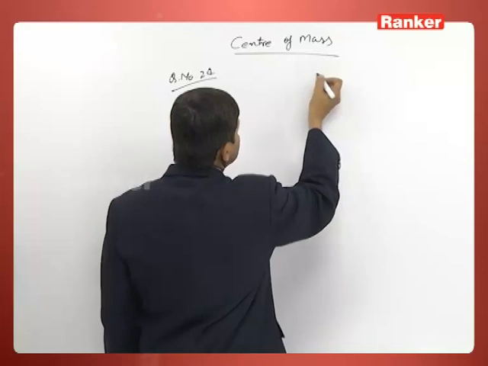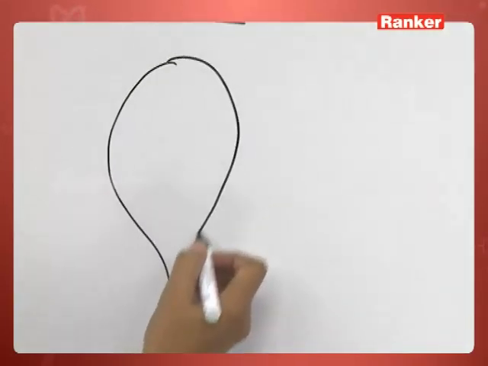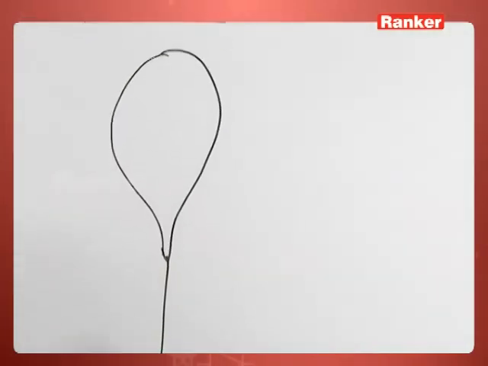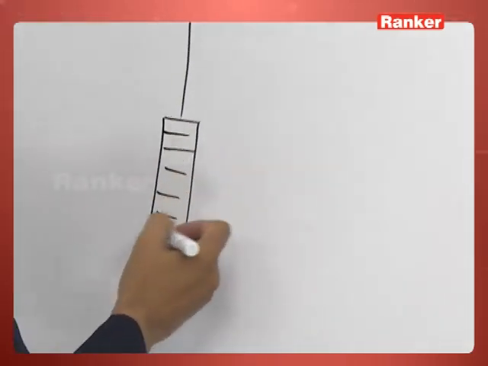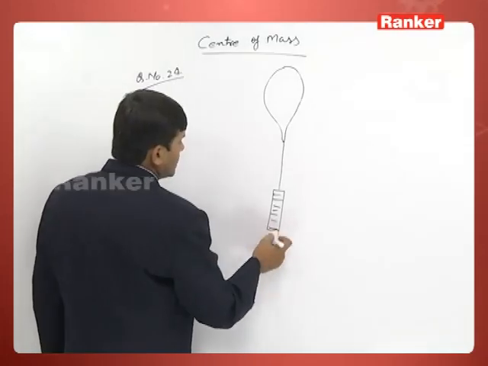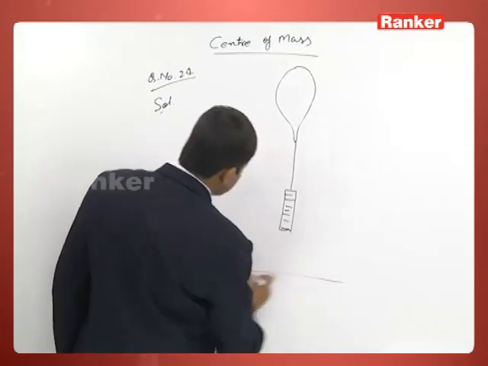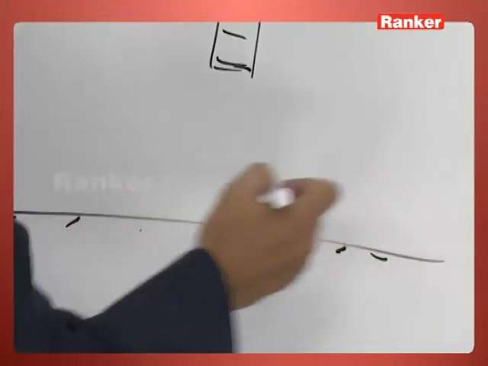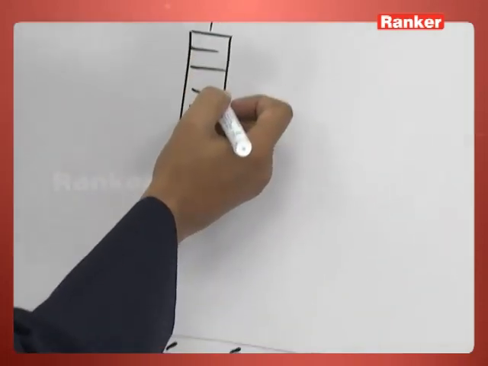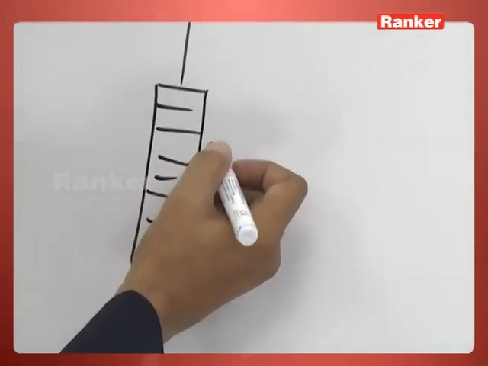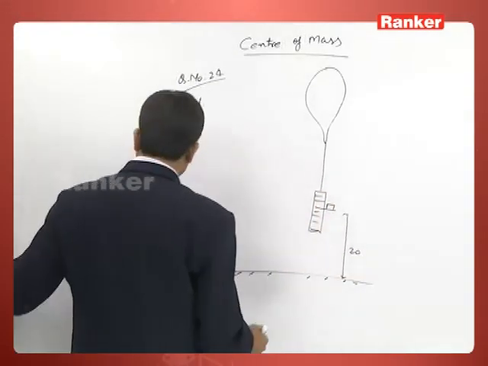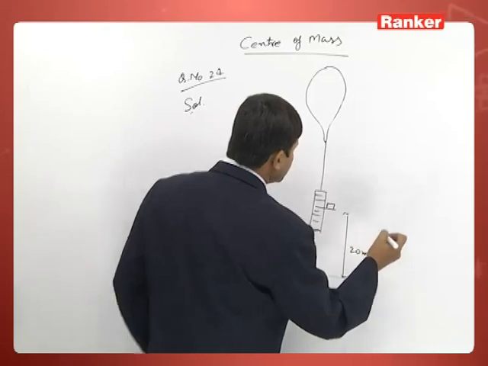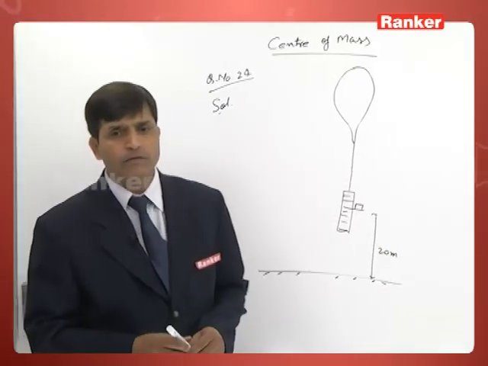The question is that this is the balloon and here this is a ladder. These are the ladders and this is the ground here, and this is the initial position of a person. Right now the person is 20 meters from the ground.